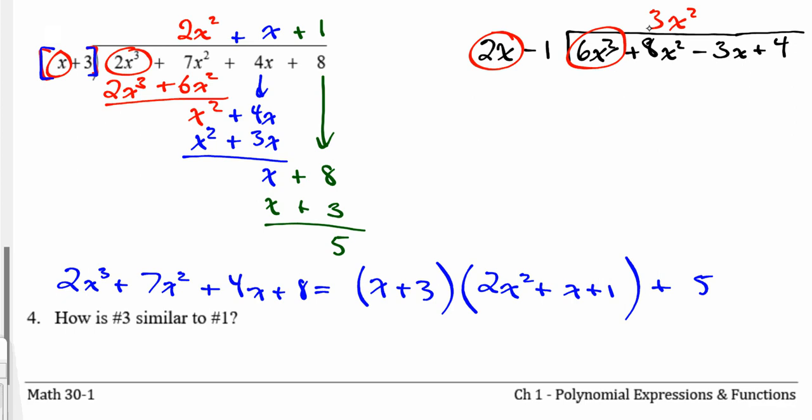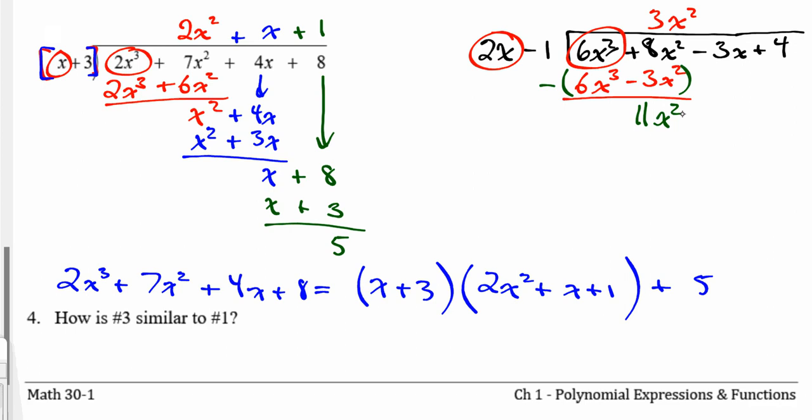Then this gets multiplied to this entire binomial at the front. The 6x cubed: 3 times 2 is 6, x squared times x is x cubed. And then times this negative 1 gives me a negative 3x squared. And here's where it's a little tricky, because when we subtract, these first two terms will cancel out, but then I'm doing 8x squared minus a negative 3x squared, which is actually adding, because I'm subtracting that whole thing. So that'll give me 11x squared.